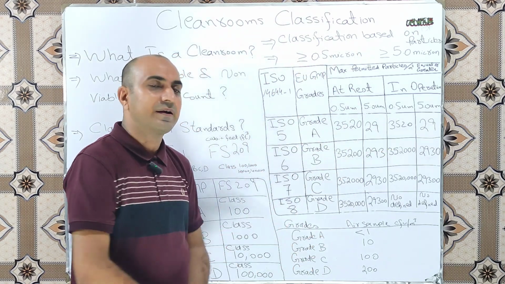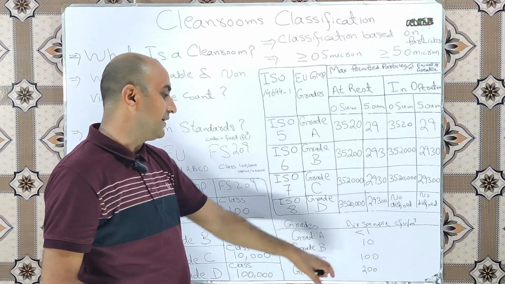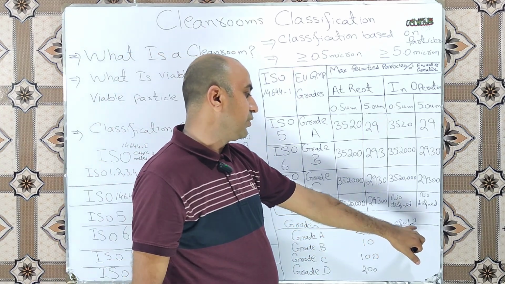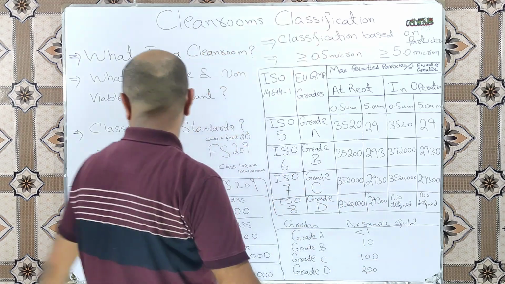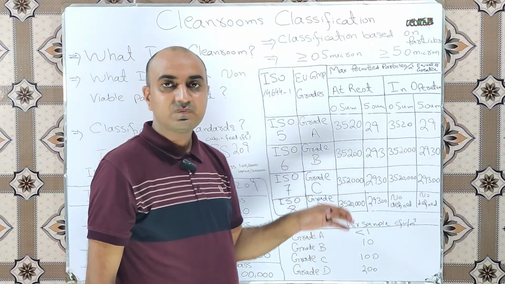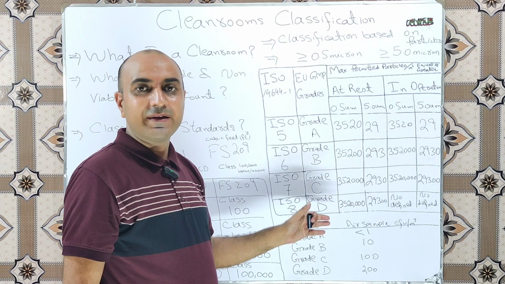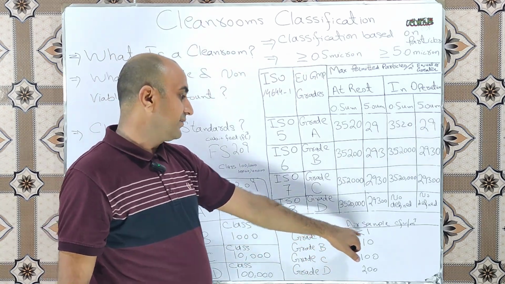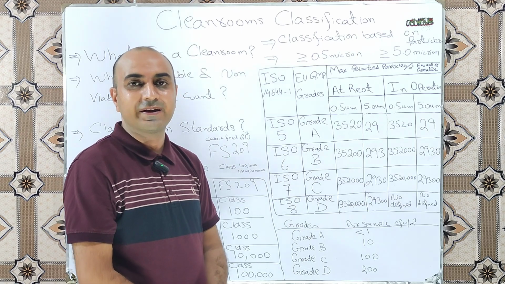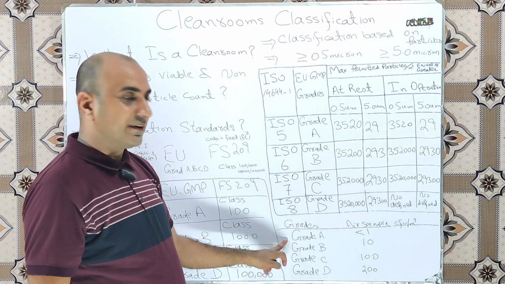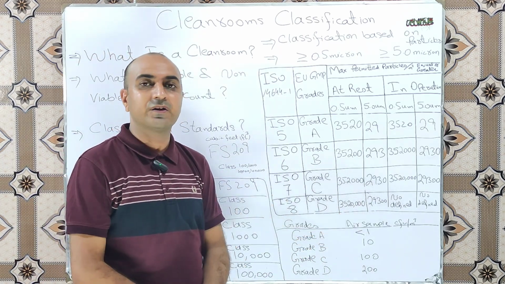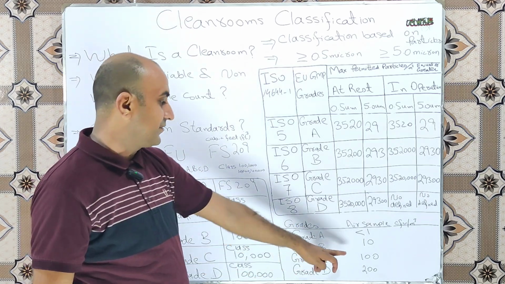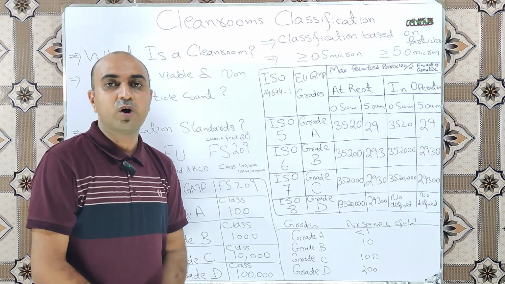The viable particle count for grade A, B, C, D is given as colony forming units per cubic meter. The allowable viable particle count for grade A, B, C, D is given in this table. In grade A it is less than 1 CFU per cubic meter, in grade B it is 10, in grade C it is 100, and in grade D it is 200.